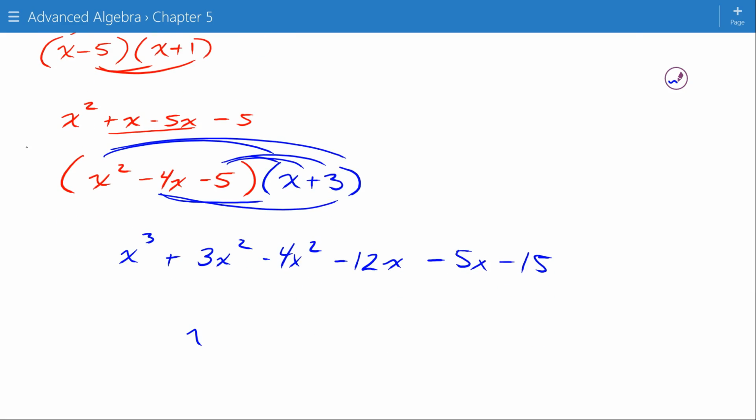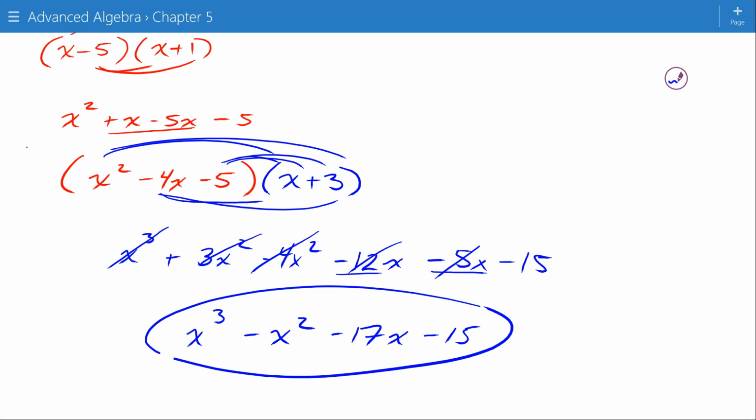We're going to take one last step and combine all our like terms. So x cubed is by itself. We have negative x squared when I combine my two x squared terms. We have negative 17x when we combine those two terms. And we're left with negative 15 at the very end of the problem. And that's our final answer.